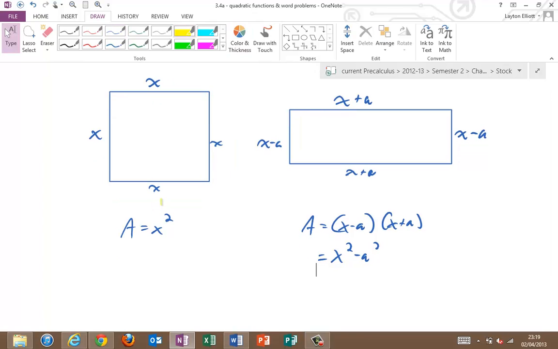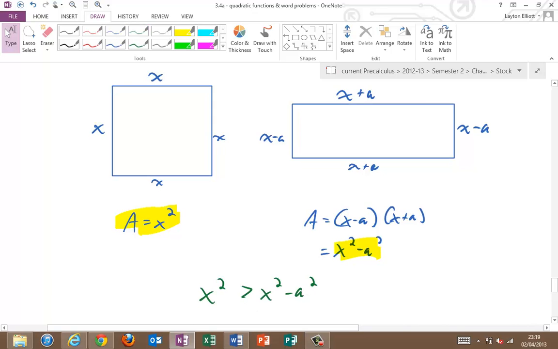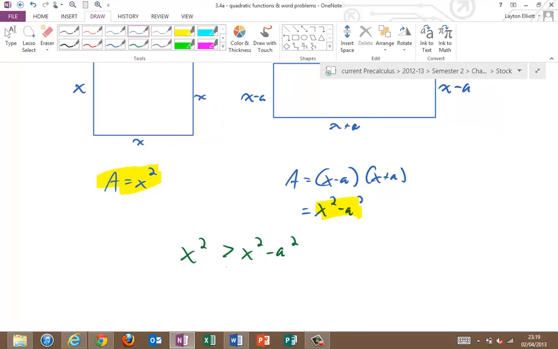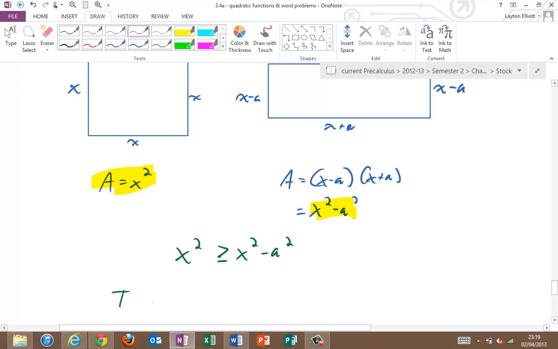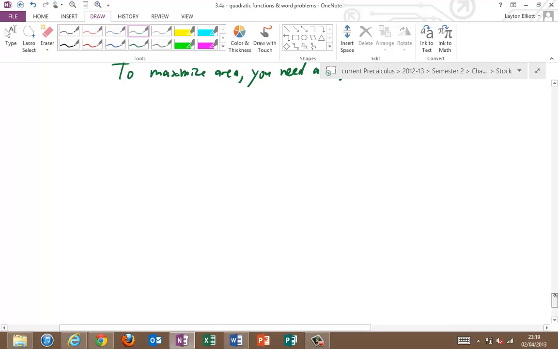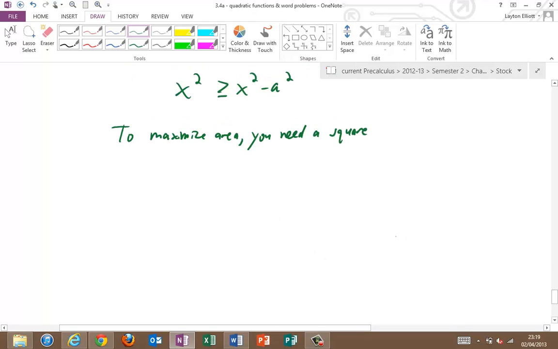My point is that if you look at the square, that's always going to be a bigger number than this. X squared will always be greater than x squared minus a squared, no matter what that a is, unless that a is 0, and then they're the same thing. So I'll say greater than or equal to. But that's a visual and mathematical proof that to maximize area, you need a square. To maximize the area at the parabola, the max or the min, you need a perfect square trinomial. You need to know what that vertex is.